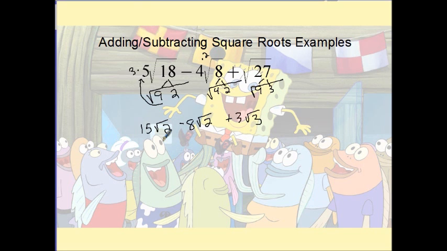Look for our like terms, so the exact same thing underneath. Just add or subtract the numbers out in front, and 15 minus 8 is going to be 7. Leave the square root alone just like you would leave an x alone. And then we have plus 3 root 3.